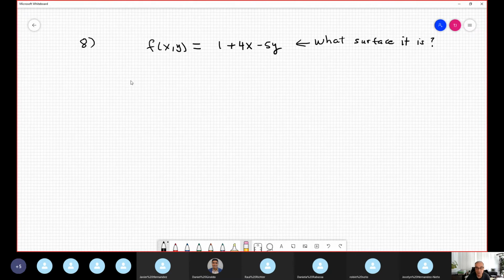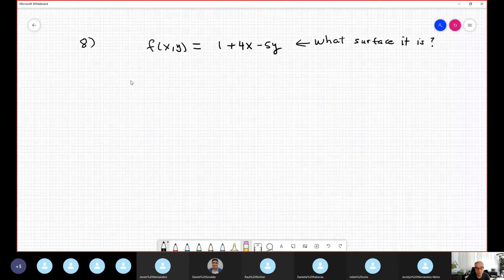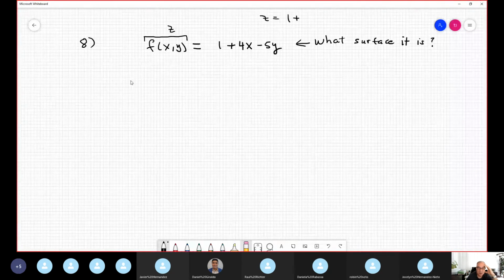I need to know the name. What surface is it? To see much better, you assume that f of x, y is z. So you see, I put in another problem without maximum, minimum. This equation, z is equal to 1 plus 4x minus 5y. I ask you what surface it is.